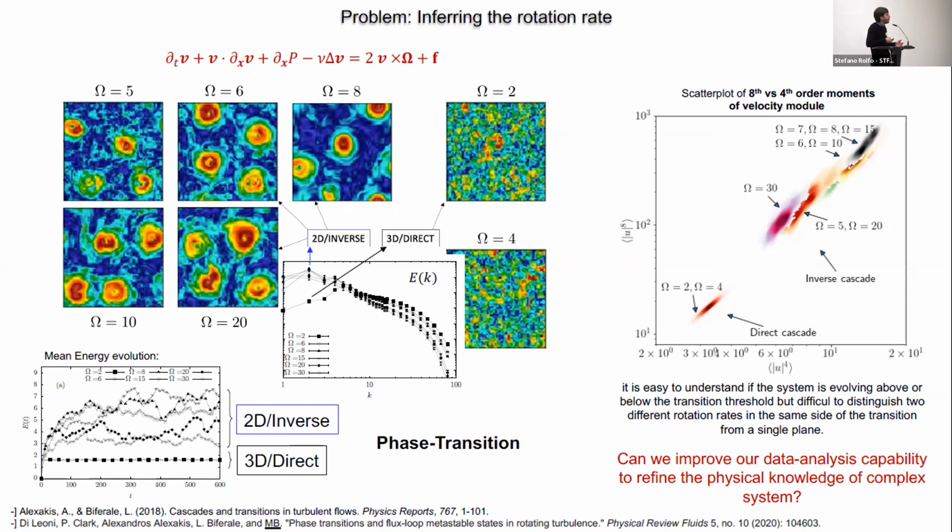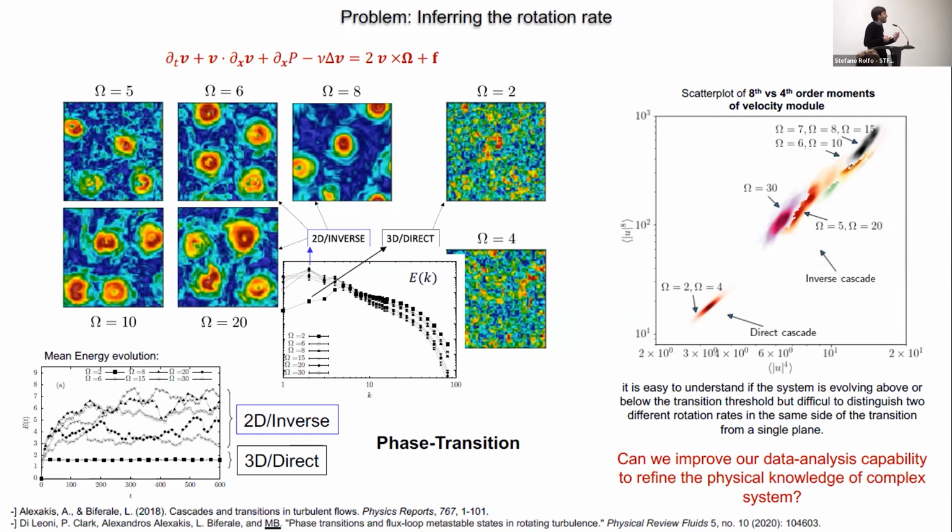Of course, understanding whether we are below or above this transition, a sort of phase transition, is easy. It can be easily done by just looking at the velocity module. But what is difficult instead is trying to identify the correct value of omega that was used inside one of the two sides of this transition. When we have this inverse energy cascade, we have the formation of these large scale structures. And it is not simple, just looking at this plane of the velocity field, to understand whether we had omega 6, 5, 8. You can easily see that it's impossible to do it by eye.